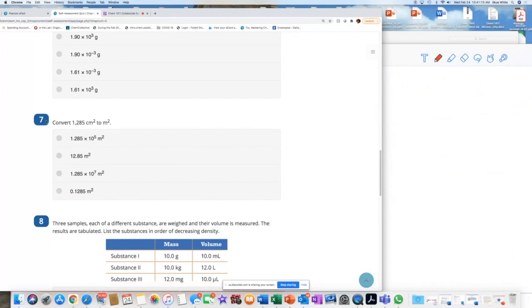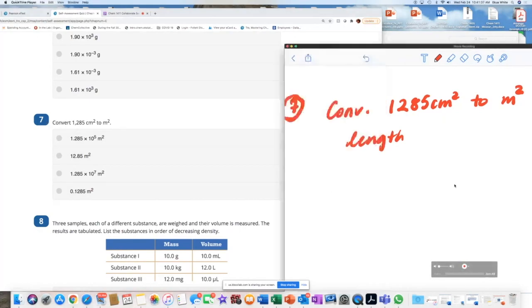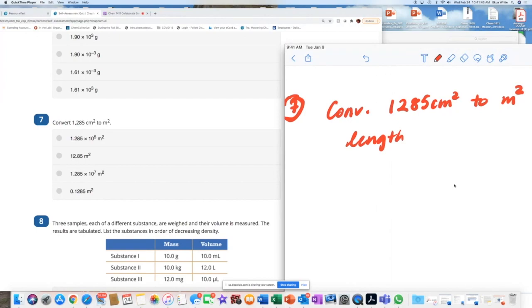Number 7, convert. So we're converting 1285 centimeters squared to meters squared. If you look at your conversion sheet, we don't have length squared to length squared. The base unit here is a length. So you want to look at the length section of your conversion, right? I have my sheet right here, and in my sheet, I see that 1 meter is equal to 100 centimeters. That's the equality I see in my length conversion.